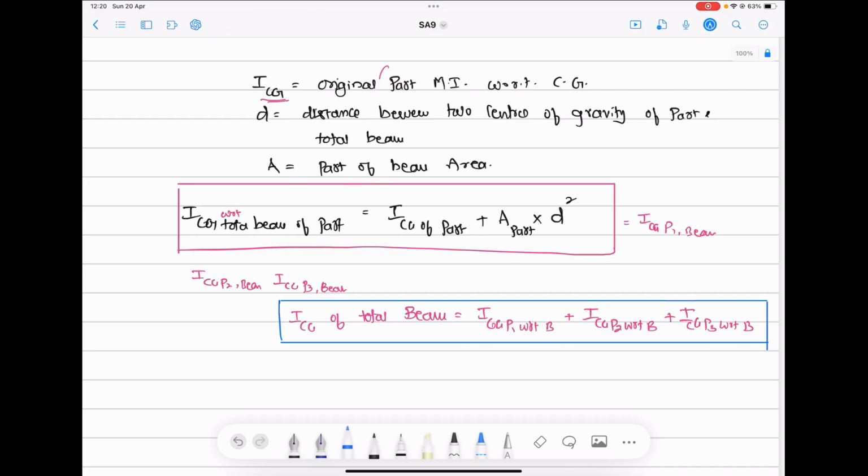I think with this you understood well how to find the moment of inertia of the I-beam.